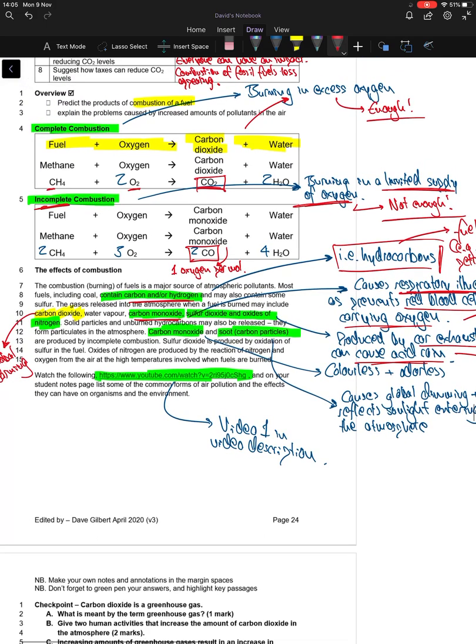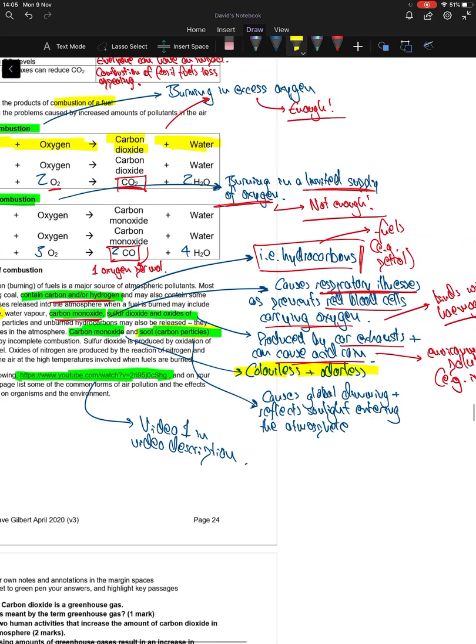Carbon monoxide, the factor of it. So carbon monoxide and soot are produced by incomplete combustion. As we've said already, carbon monoxide, it's worth knowing, two of its properties is that it's colourless and it's odourless, okay? Now, sulfur dioxide is produced by oxidation of sulfur in the fuel. Oxides of nitrogen are produced by the reaction of nitrogen and oxygen in the air at high temperatures involved when fuels are burned. But go back to this idea of soot and carbon particles.